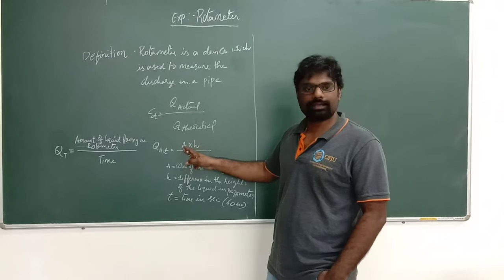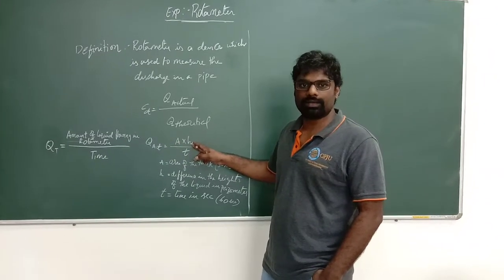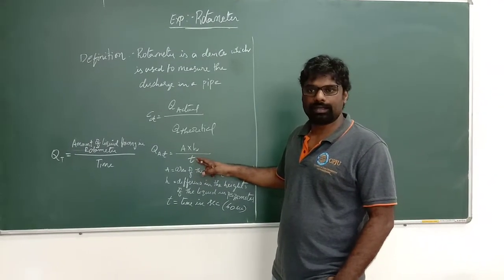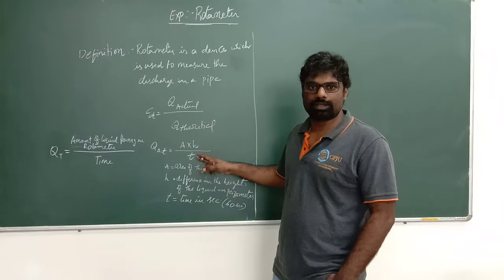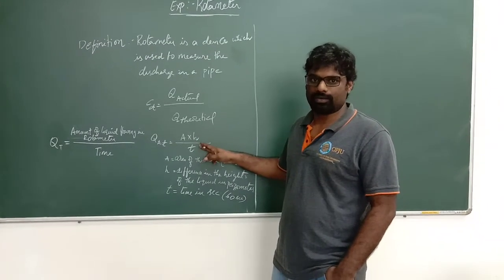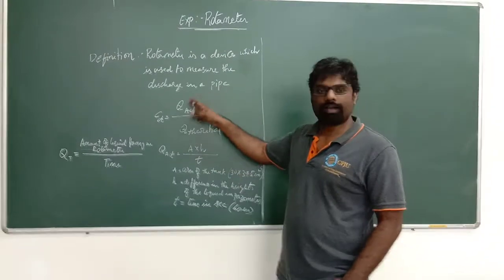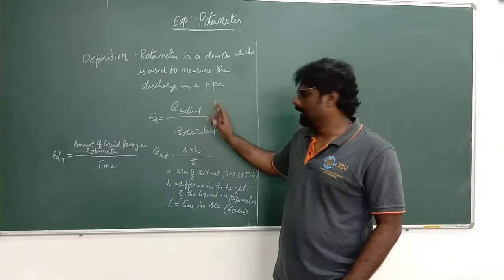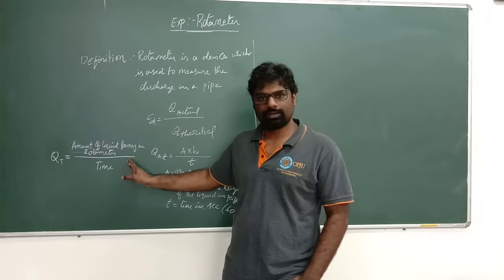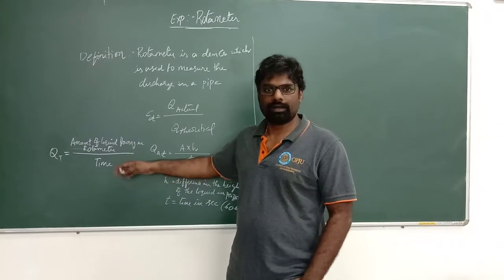A is the area of the collecting tank and H is the difference in the water levels in the piezometer. T is time. In this experiment we are allowing the water to flow into the collecting tank for 1 minute, that is 60 seconds, so we are using that as the time. In this way we can find out the Q actual and Q theoretical. For finding out the Q theoretical, there is a formula. That is the amount of liquid flowing in the rotameter with respect to time.